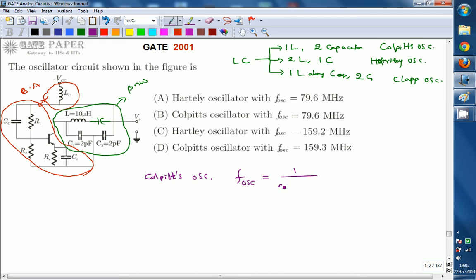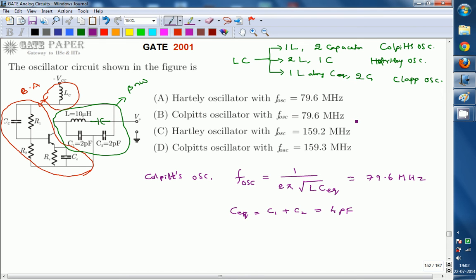For an LC oscillator, the equation is f equals 1 by 2 pi square root of LC. Since it consists of two capacitors, we write it as C equivalent. If it consisted of two inductors, we would write it as L equivalent. Where C equivalent is equal to C1 plus C2. So C1 plus C2 is 2 plus 2, that is 4 picofarads, and L is 10 microhenry. If you substitute those values, f becomes 79.6 megahertz. So the frequency of the oscillations produced by this Colpitts oscillator is 79.6 megahertz.